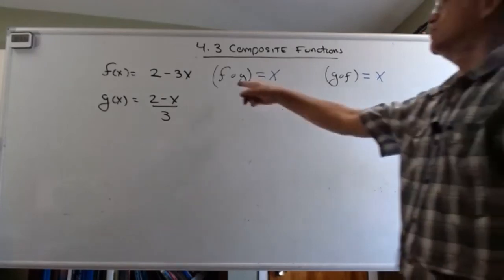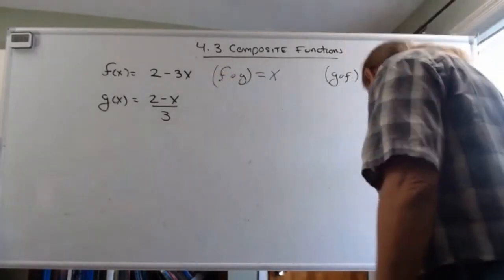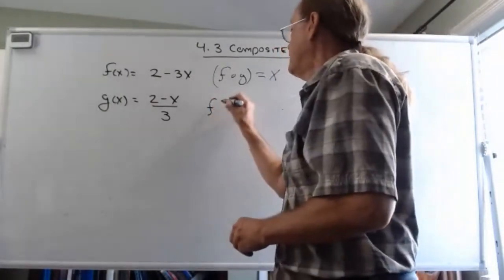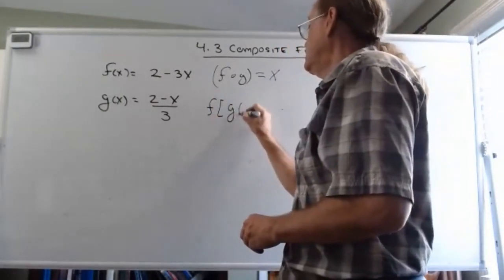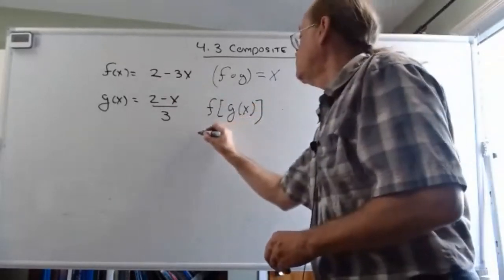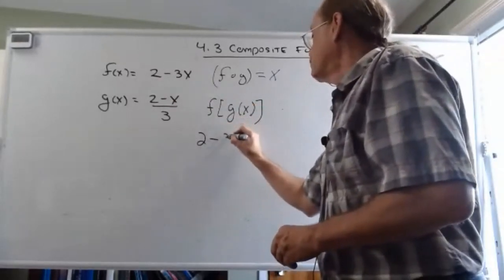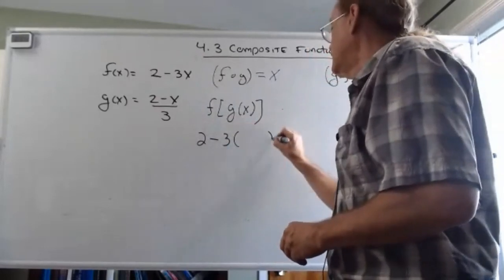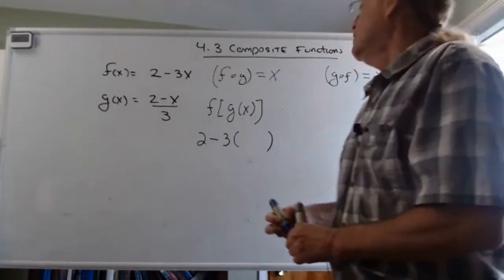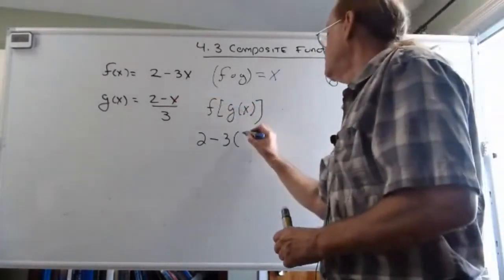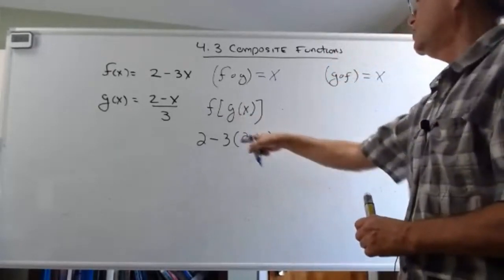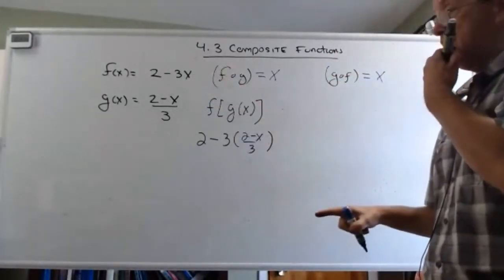Okay, let's start with this first one. This is f of g of x. So I'm going to do it the long way. This is computing f of g of x. Well, what is my f? Well, it's 2 minus 3 times my input. My input is that entire function g, which is 2 subtracting x over 3. So I plugged g into the input of f.